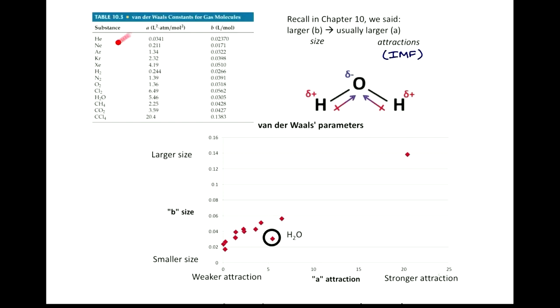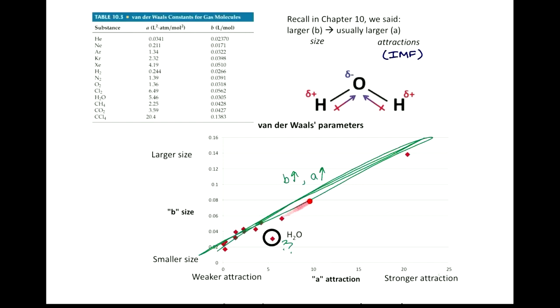So if I graphed all of these things, if I graphed the B term versus the A term, what you'll see is a very nice straight line where we basically say as B increases, A increases too. So all of those data points fit on that trend really, really well. But there's some weird ones like water. Water kind of falls off the graph, and we'll learn here soon why.